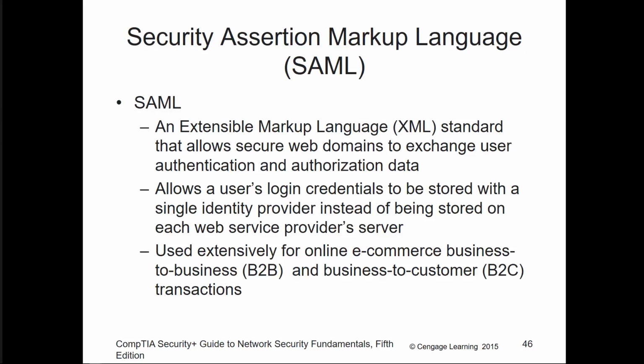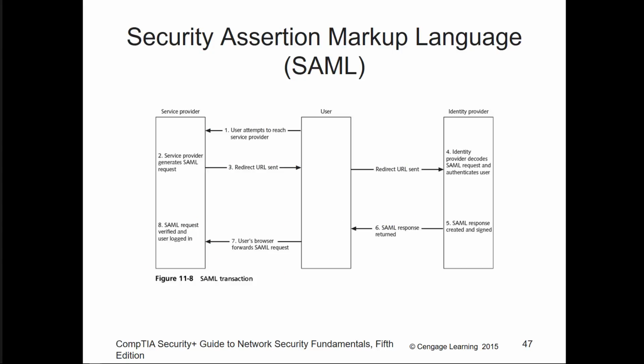Moving on, we have the Security Assertion Markup Language, SAML, and this is very similar to XML, but it's more secured. It's used mainly for e-commerce, business to business, or business to customer transactions. Basically, it provides the framework between the service provider and the user, and it will have an identity provider so that you can verify the code is secured in transmission.